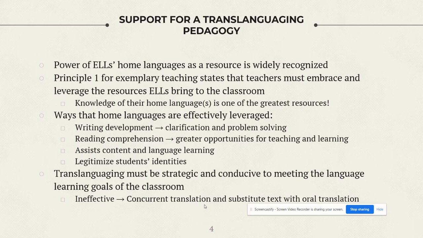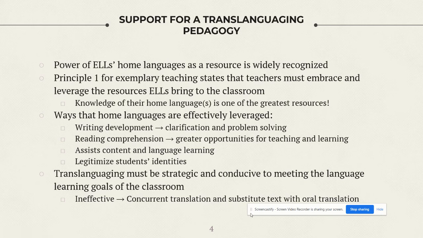Translanguaging must be strategic and conducive to meeting the language learning goals of the classroom. So it really has to be carefully developed, thought about, and implemented into a classroom. You want to avoid just including translations because we know that those can be the most ineffective ways of doing this. And instead of supporting a student and enhancing the development of their language learning, it can actually work in the adverse effect of that.